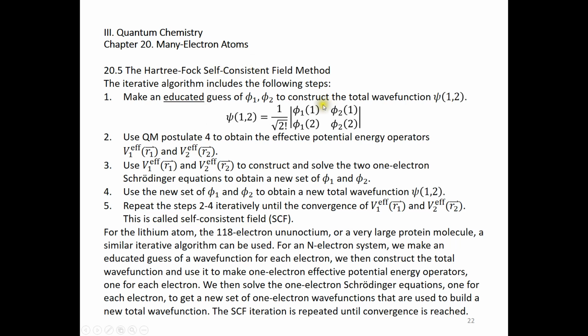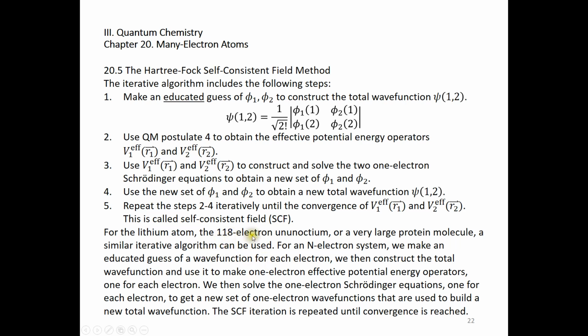This is how we solve the Schrödinger equation for the helium atom that contains 2 electrons using the self-consistent field method proposed by Hartree and Fock. For the lithium atom with 3 electrons, for the 118 electron atom with this many electrons, or even a very large protein molecule that contains 500,000 electrons, we use a similar iterative algorithm.